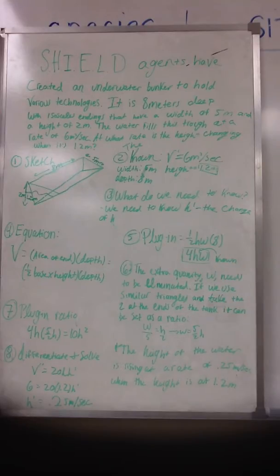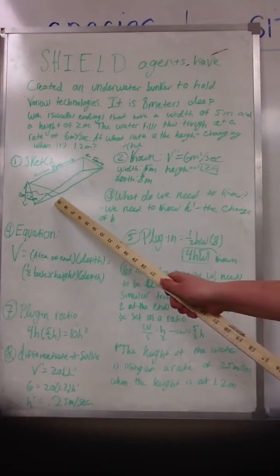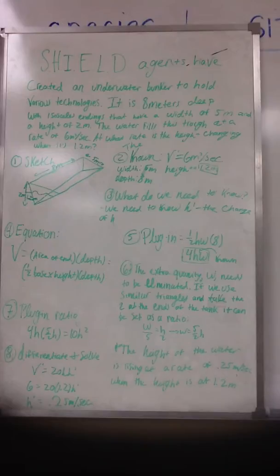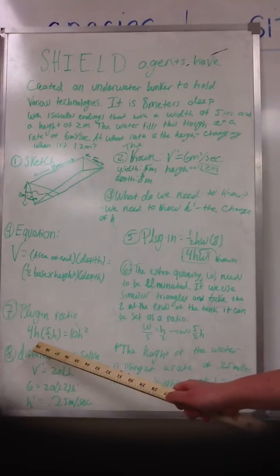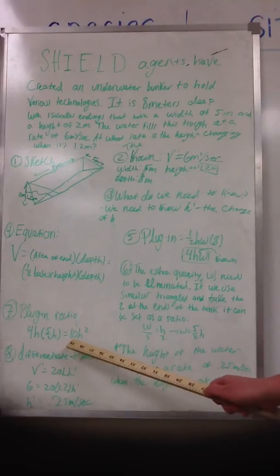So what we need to do is get rid of the extra quantity. We need to get rid of this w right here. And so it needs to be eliminated. If we use the similar triangles at the ends, then we are able to set up a ratio using this. So the ratio is going to be width over height equals height over 2, which is going to equal, in turn, 5/2 times height. And then we're going to plug in this ratio to the problem we found before. So 4 times height equals 5/2 times height, which equals 10 height squared.